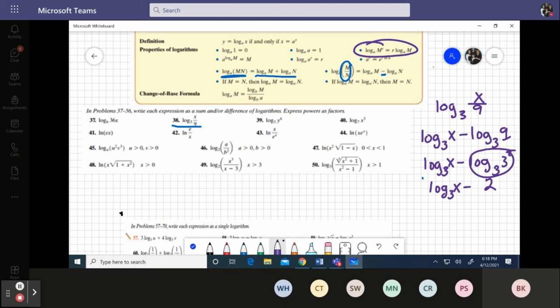Anytime I have an exponent on 39, y to the 6th. Now there's no relationship. If these were together, if these were the same number, this whole thing would be 6 and I'm done, right? But they're not the same. So the only thing that I can do to help me break this down is I put the 6 down in front. And I have 6 times log base 5 of y.